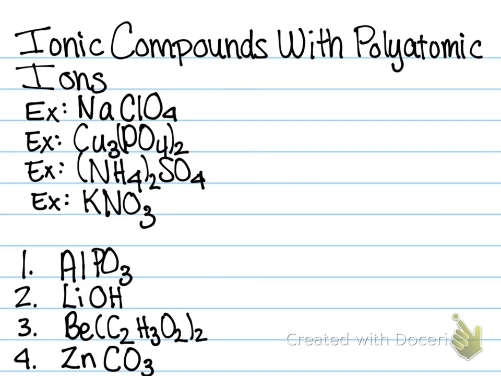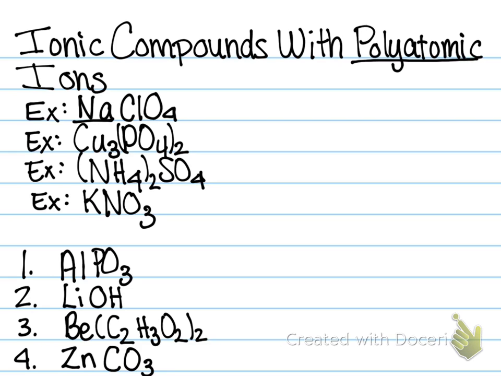In this video, we will continue naming compounds. The first type of compounds we looked at were binary ionic compounds. This time we'll look at polyatomic ionic compounds. These are ionic compounds that contain polyatomic ions, which means that they're going to have more than just two types of atoms.